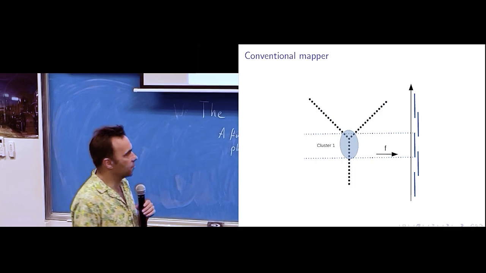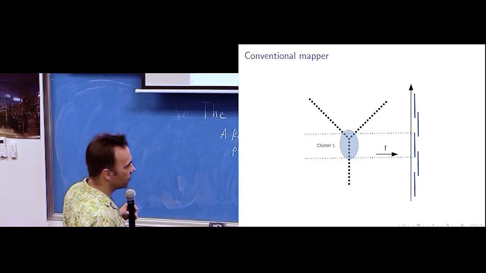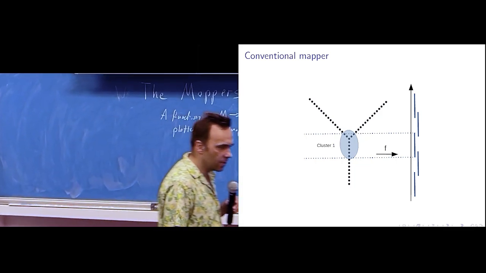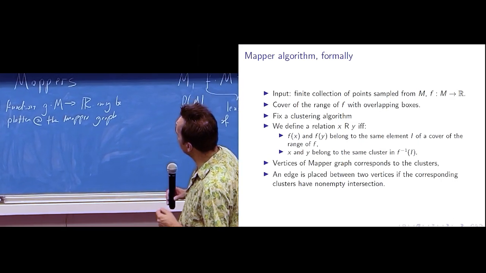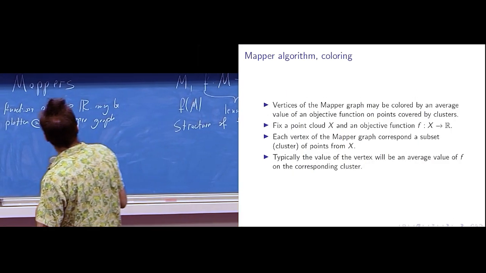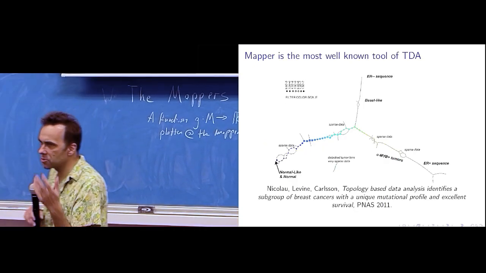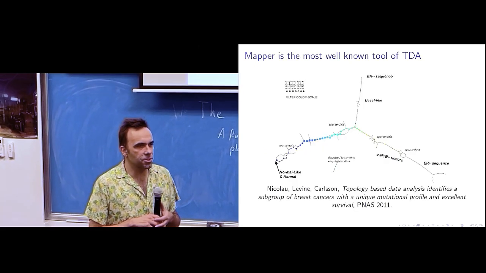Okay, let's take a look at an example, because it's always better to look at an example. And I think this is one of my favorite examples. It's the Monica Nicolau, Tom Levine, and Gunnar Carlsson PNAS 2011 paper. So they looked at the NKI breast cancer data set.